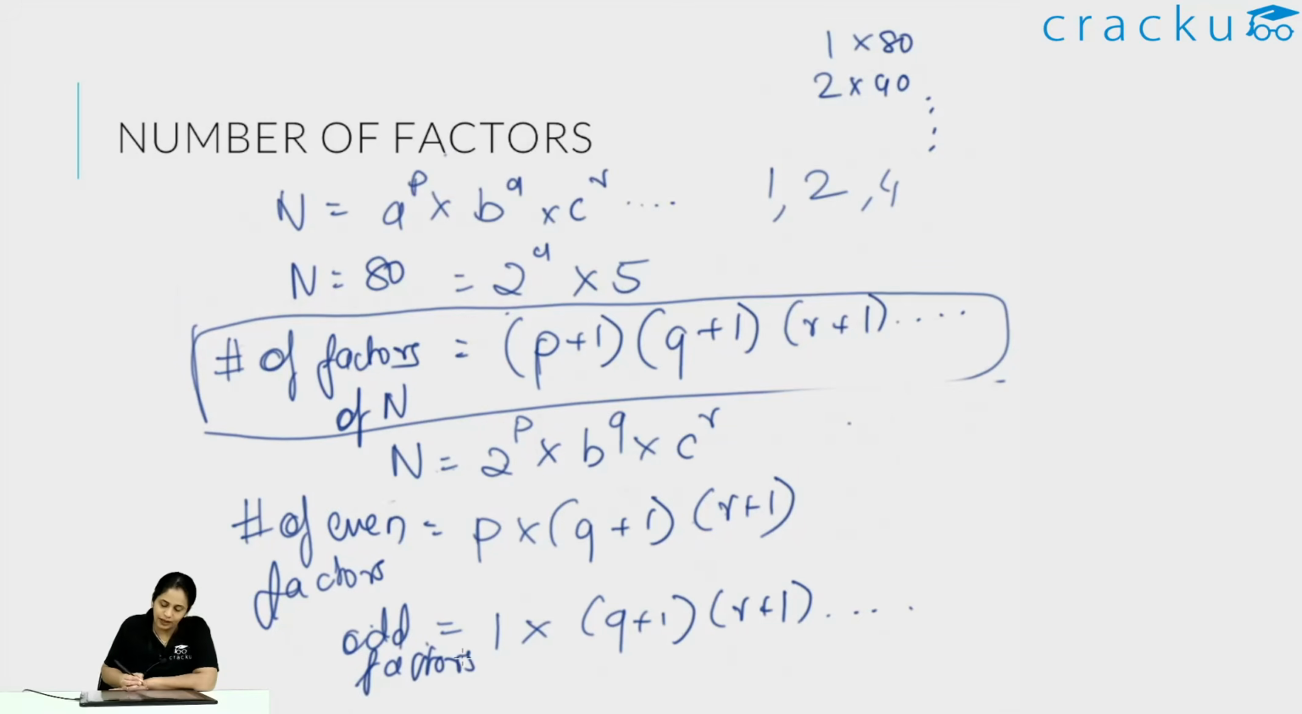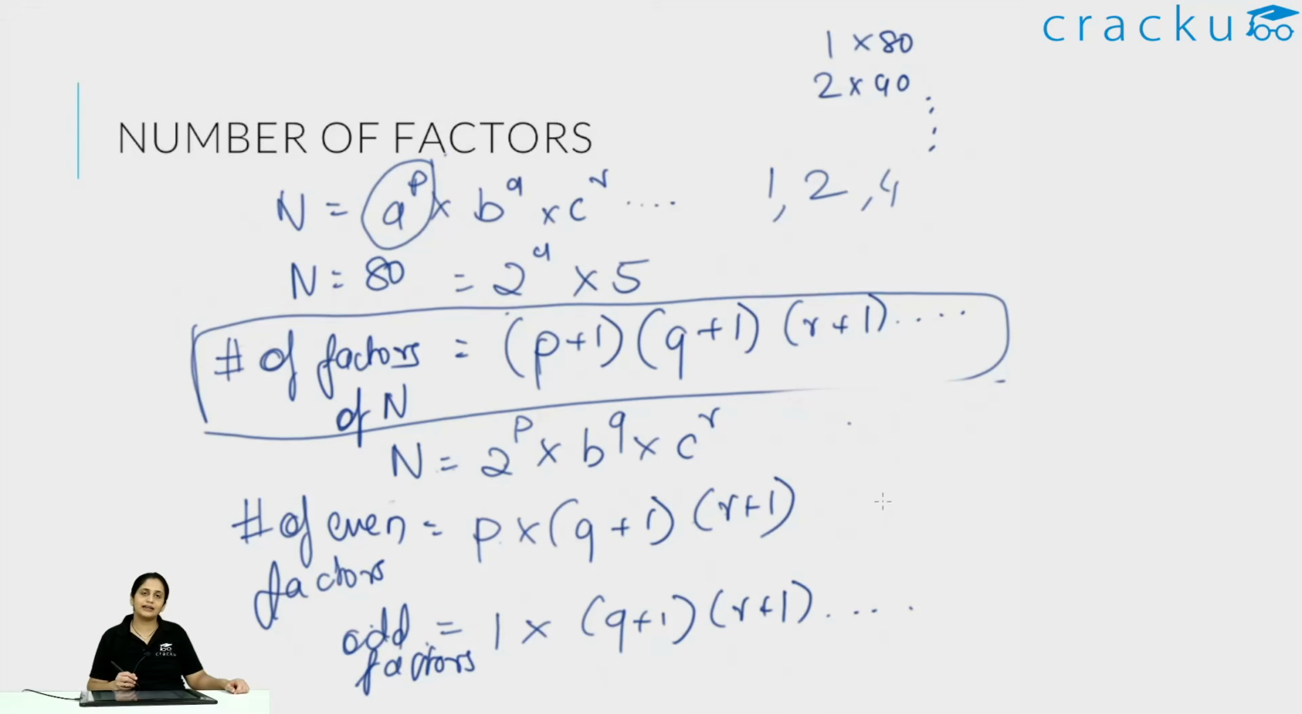Essentially you have to remember the concept of number of factors. The number of factors concept is basically the number of ways of picking factors of a particular number. So if a raised to p is the power of a in n, I can pick powers of a from 0 to p, that is p plus 1 ways. So once you understand that, when you put the condition that it has to be an even factor, I can't pick 2 raised to 0 as one of the powers. So then it becomes p into q plus 1 into r plus 1 ways.